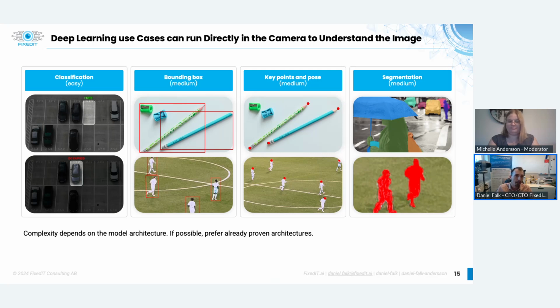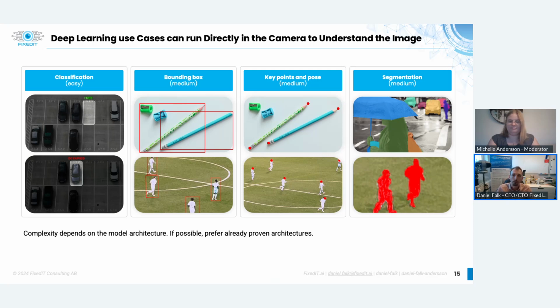But with classification, you will not get any spatial information. You don't know where the object is. You just know, is it this thing or is it that thing? So if you need to know where it is, then you should use, for example, bounding boxes. The bounding box will give you a rough area where the object will be inside, and it will also give you the classification of what it is.